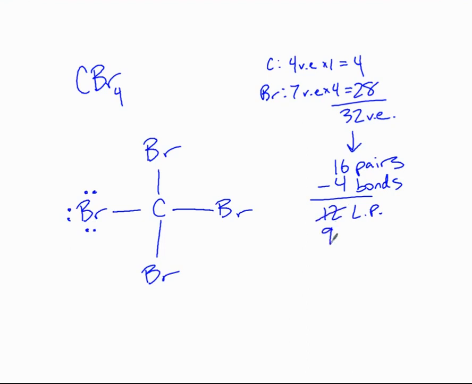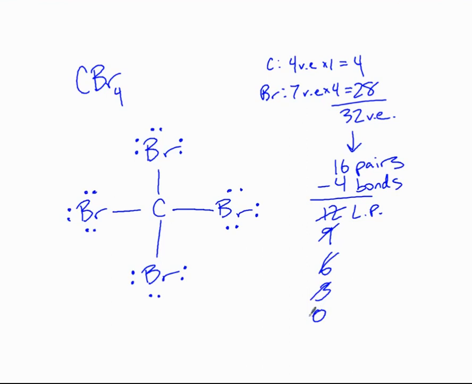And I'll update my count. Same thing for the bromine at the bottom of the picture. It needs to have 3 lone pairs to obey the octet rule. The one on the right, same thing. And the one at the top also needs 3 pairs. And so that accounts for all of our electrons. All the bromines satisfy the octet rule.